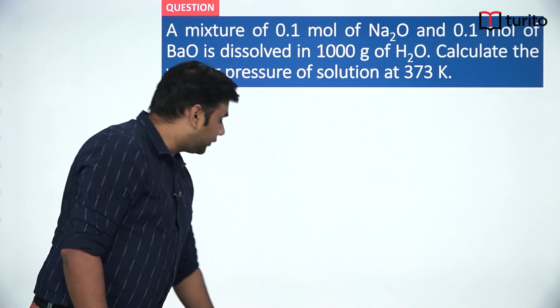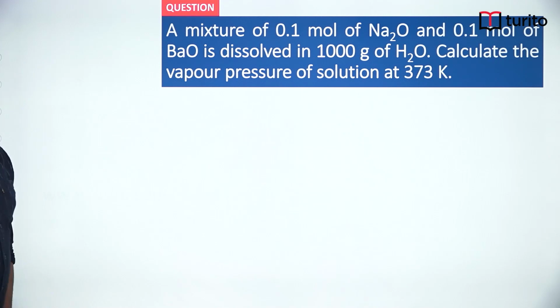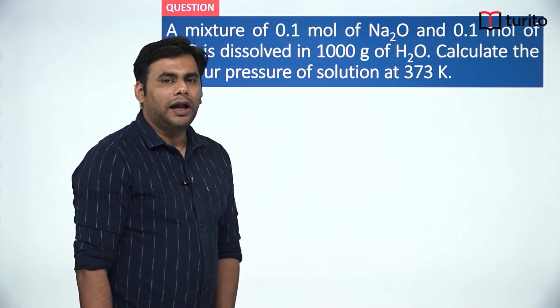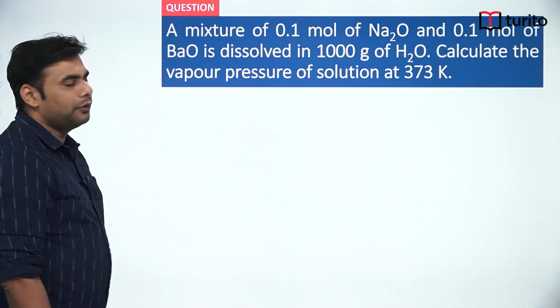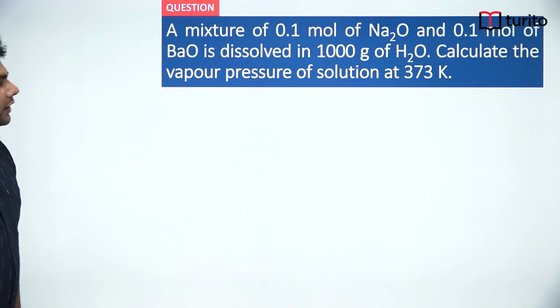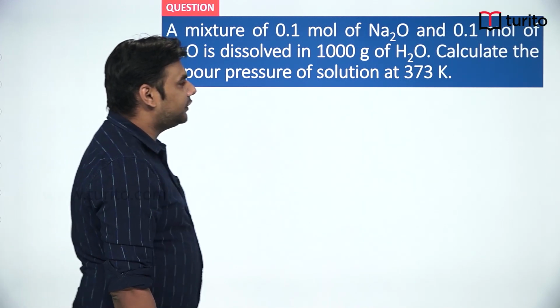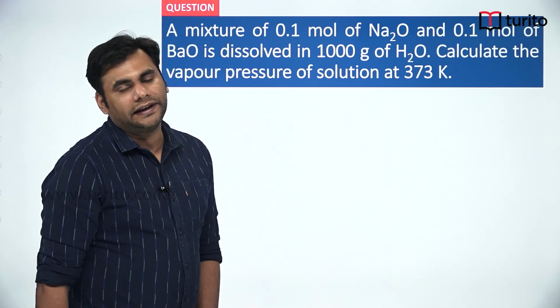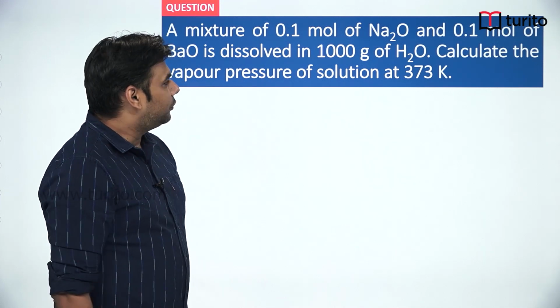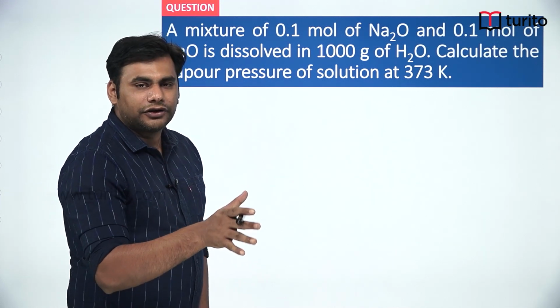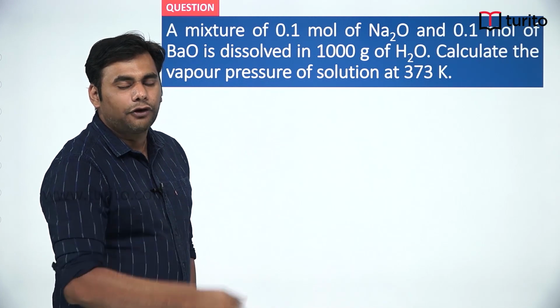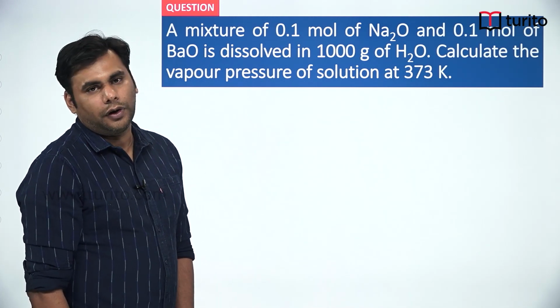So there is another question. This says that we have a mixture of 0.1 mole of Na2O and 0.1 mole of BaO that is dissolved in 1000 gram of water. We need to calculate the vapor pressure of the solution at 373 Kelvin. Because we have to find the vapor pressure of the solution, that means we have to use the formula of relative lowering of vapor pressure.